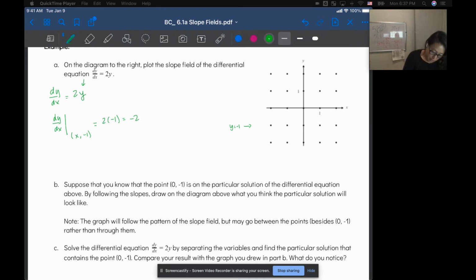Okay. So I'm going to go ahead and draw that in. -2. So I'm connecting between here and here. So -2 between here and here. And then I'm just going to make them kind of parallel.